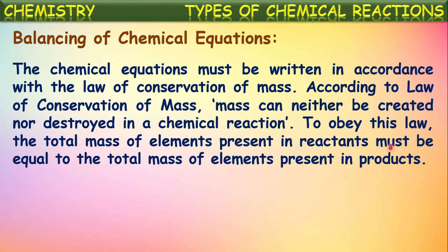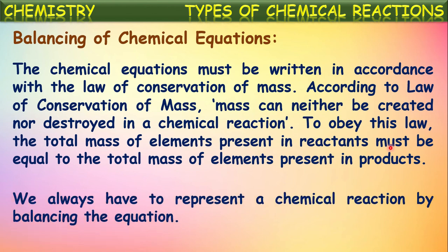So this represents that the total mass of the reactants should be equal to the total mass of the products formed. So to obey this law, the total mass of elements present in reactants must be equal to the total mass of the elements present in the product side of the chemical reaction.